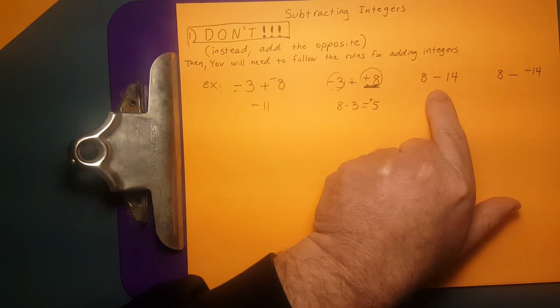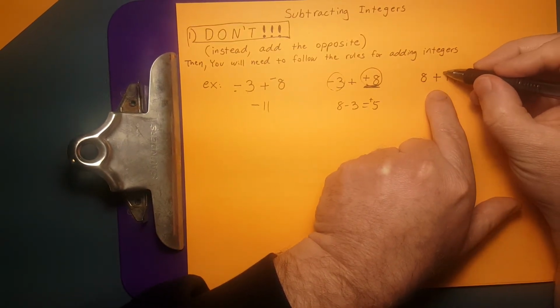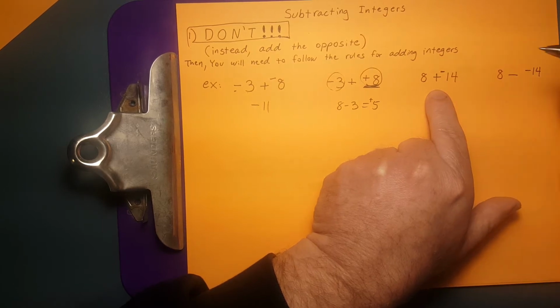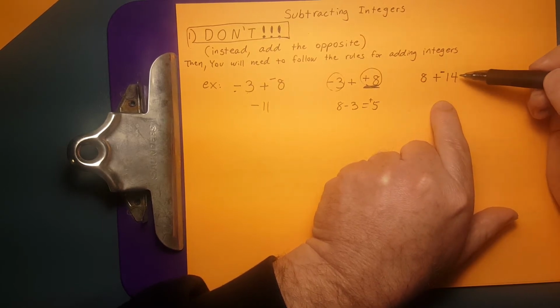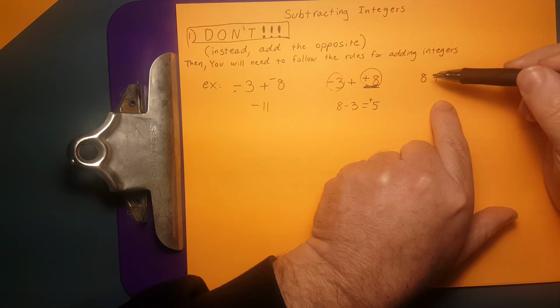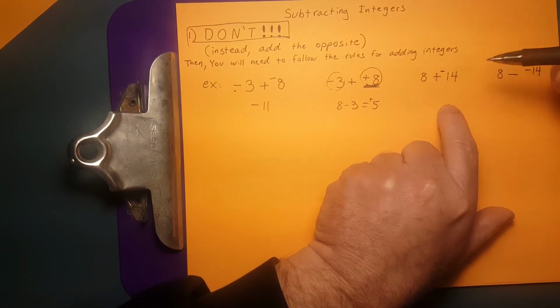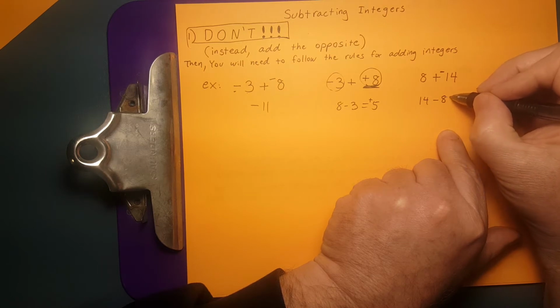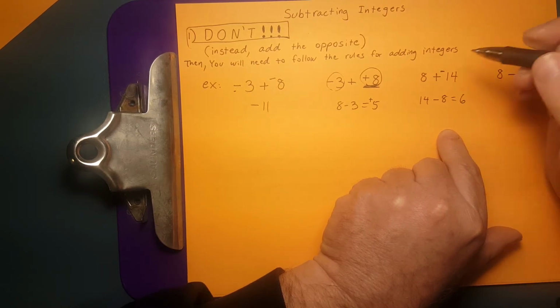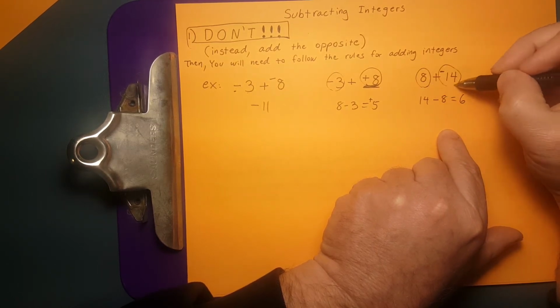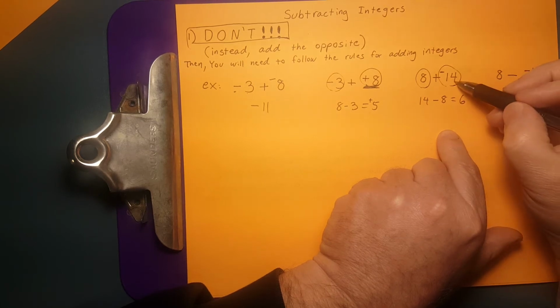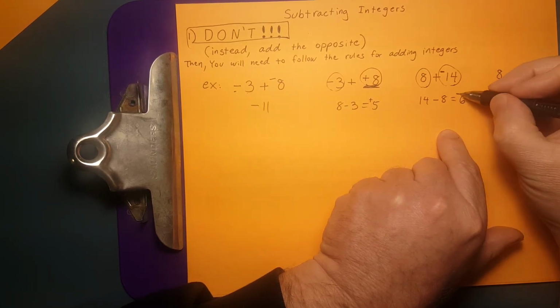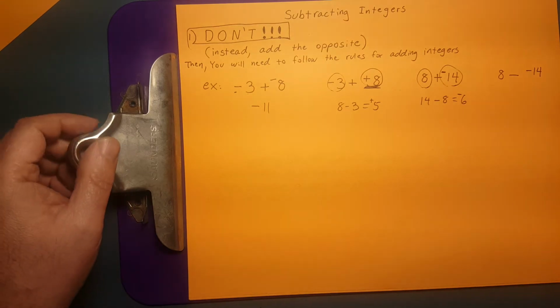I don't subtract integers. Instead, I add the opposite. Now I follow the rules for adding integers with unlike signs. So it means I find the difference. 14 minus 8 is 6. Which sign do I use? Which one of those is furthest from 0? That one is. It's negative, so I use the negative sign.